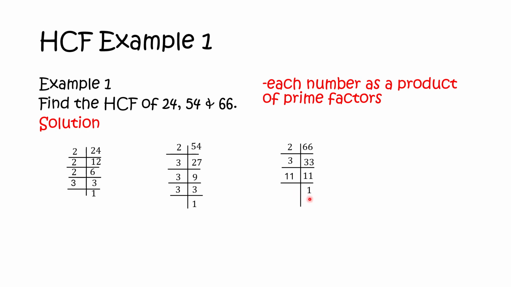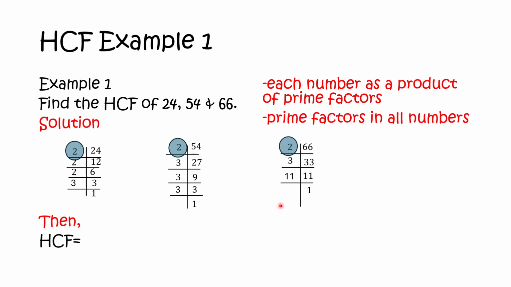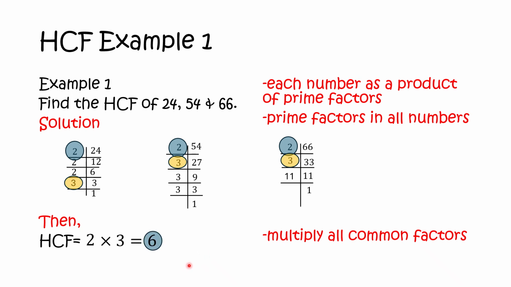Now, to compute the HCF, we are looking for prime factors that appear in all the numbers. As you can see here, we have a 2 in 24, a 2 in 54, a 2 in 66. Then, do we have any other? Yes, we do. A 3 in 24, a 3 in 54, and a 3 in 66. So we multiply 2 times 3 to get 6. That's how we get the HCF, highest common factor.